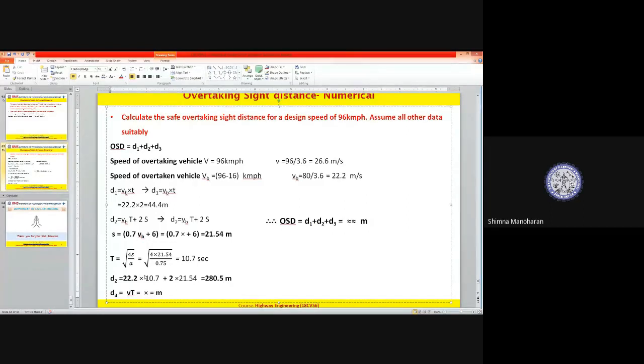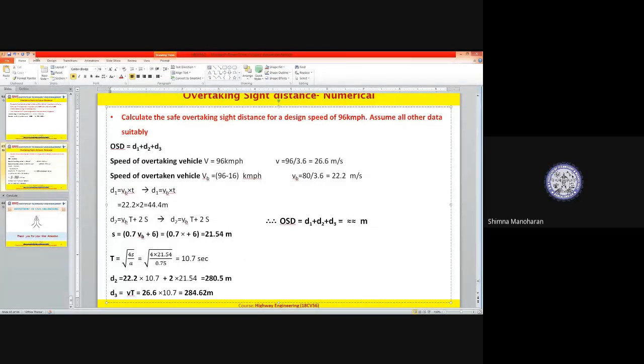D3 is small v, which is 26.6, into capital T, which is 10.7. So get the value here. 284.62. Yes, ma'am. Okay, good.